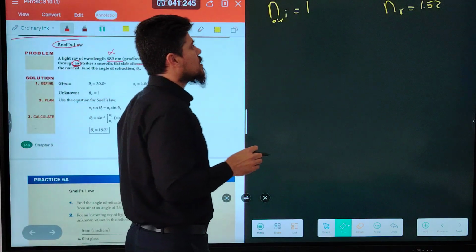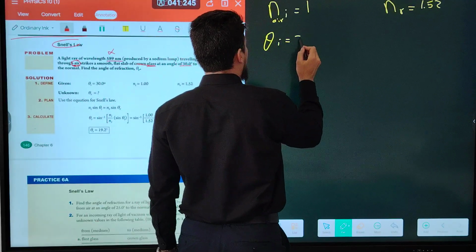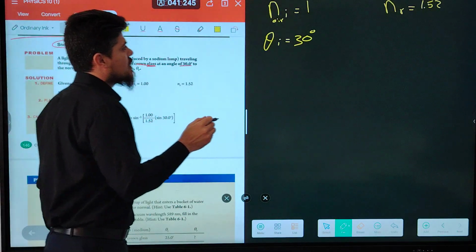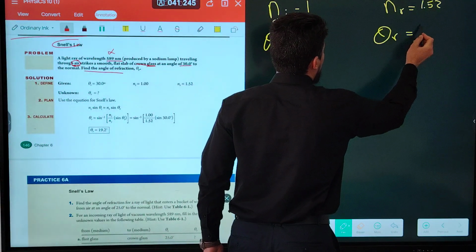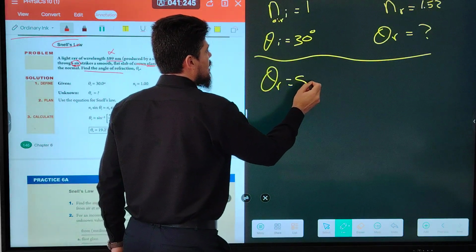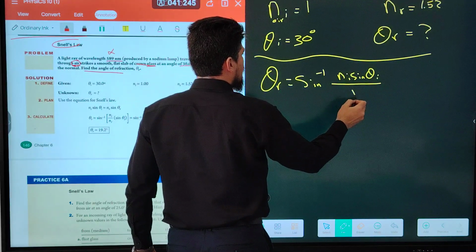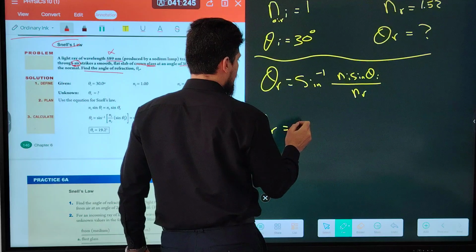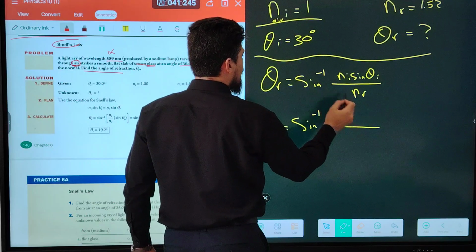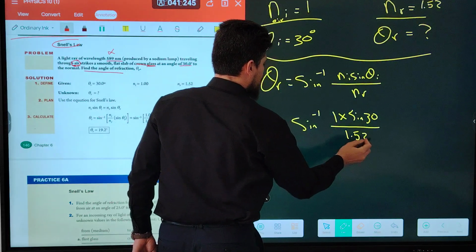At which angle does the light strike from air into the glass? Theta I is 30 degrees to the normal. Find the angle of refraction. What is the unknown? The angle of refraction. Which equation can be used? The first equation: theta R is sine inverse of Ni sine theta I over Nr. It's very easy. Sine inverse, Ni was given as 1, sine 30 over Nr, 1.52.